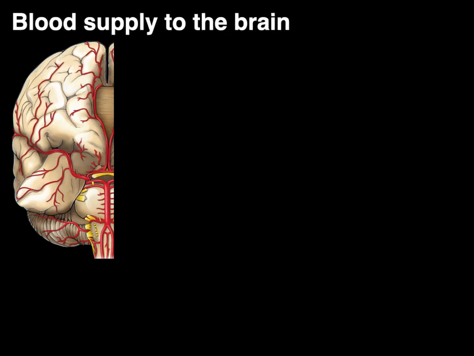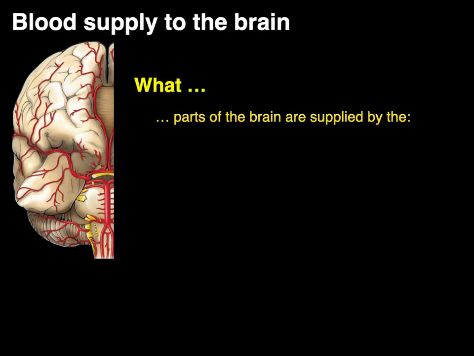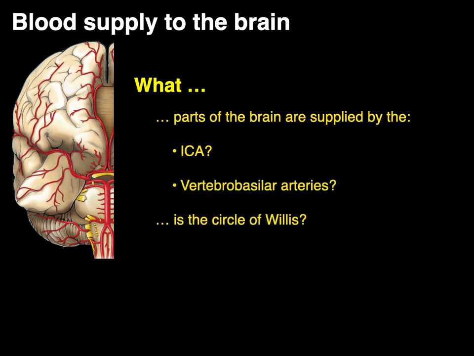Okay, we're going to talk about blood supply to the brain and answer the questions: what parts of the brain are supplied by the internal carotid and vertebral basilar arteries, and what is the circle of Willis?